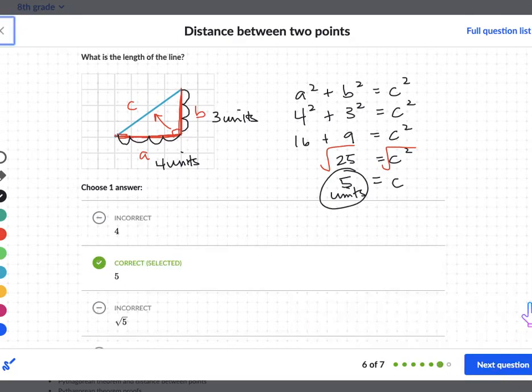There you go. So that's what we mean by connecting those two ends of your line to create a right triangle. And then you're just solving for the missing side, your hypotenuse, as always.